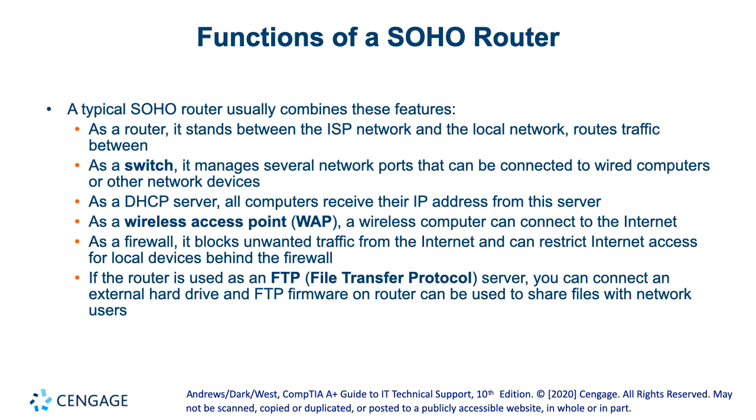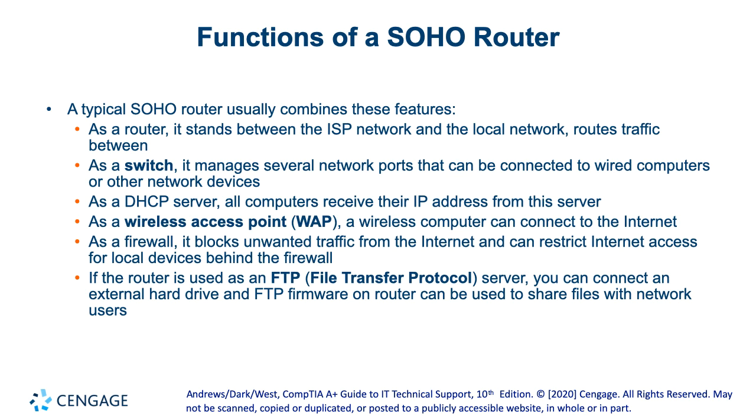A typical SOHO router will have the following features. First, it's a router, and it will manage the traffic between the home network and the internet and other networks. Next, it will have several switch ports, so it can have multiple connected wired computers or devices, such as a printer and desktop computers. It will be a DHCP server capable of handing out IP addresses to the home devices. It will usually be a wireless access point, which allows wireless devices to connect to the network and internet. And it will be a firewall, enabling you to block unwanted traffic from the internet.